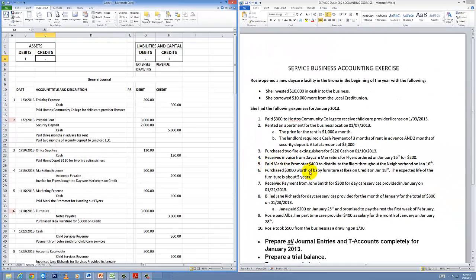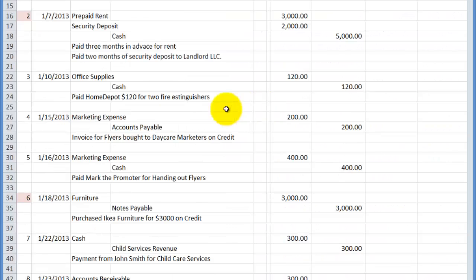Number 4, we received an invoice from Daycare Marketers for flyers ordered on January 15th for $200. We did not make any payments. This is just an invoice, and we have not exchanged any cash. So the account affected is marketing expense, $200. Again, when it's an expense, it's a debit because an expense reduces capital. And then we have accounts payable, $200. That increases because we increase a debt that we have, so accounts payable is a liability, and an increase is a credit.